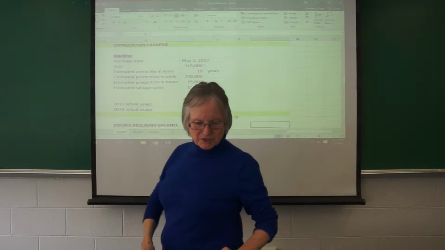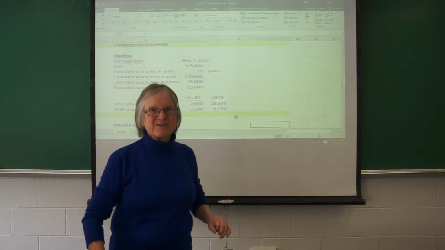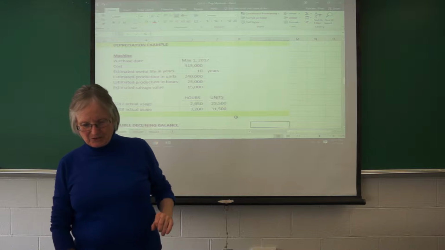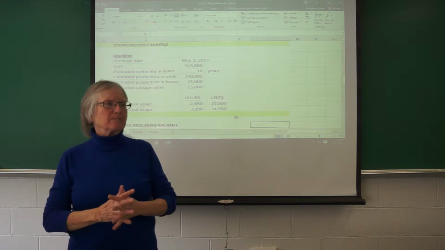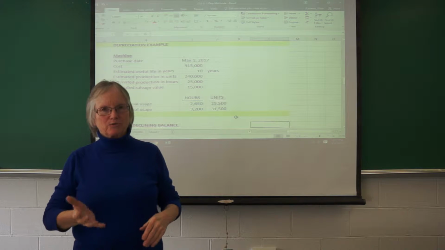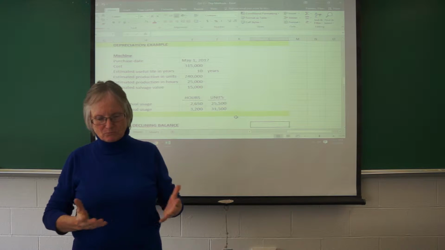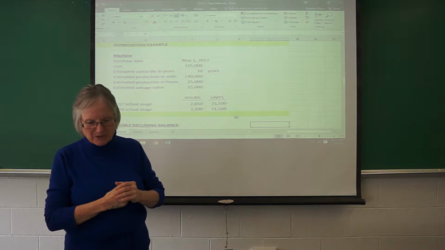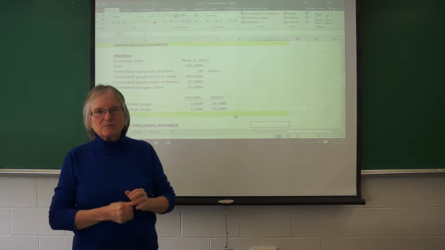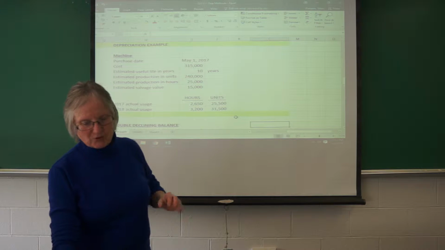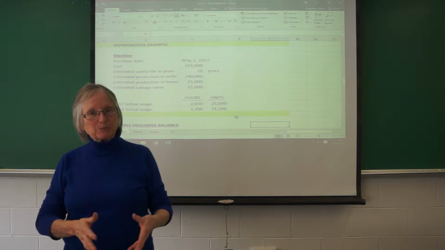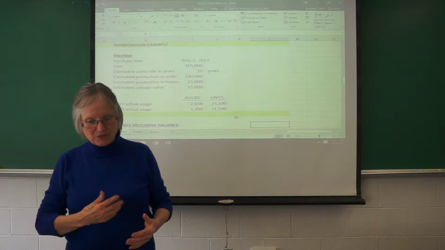Okay, so now we're to our decreasing charge methods. And the one that we'll do here is double declining balance. Sometimes it'll be 1.5 declining balance, but we'll stick with double declining for the moment. And so in these methods, the decreasing charge, that means that the depreciation expense will decrease over time.